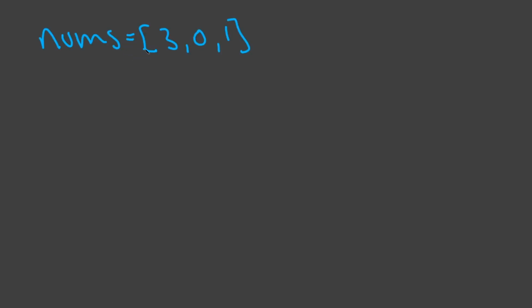So here I've written the example from the problem, where nums is equal to 3, 0, and 1. So that means our range is going to be from 0 all the way to 3, like we discussed. So that means this array would look like 0, 1, 2, and 3. And as you can see, 2 is missing from this array here. But how do we find that out just using our intuition?